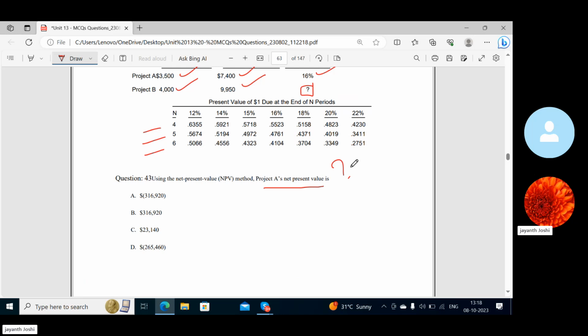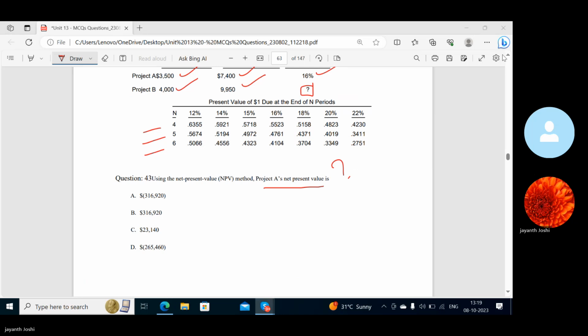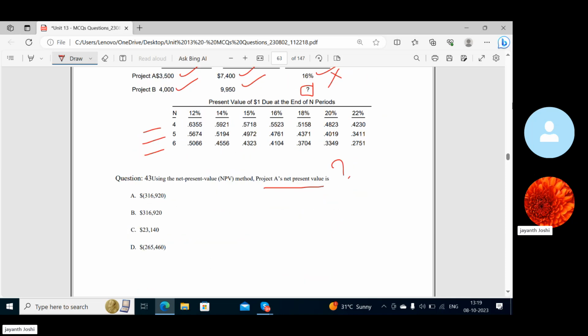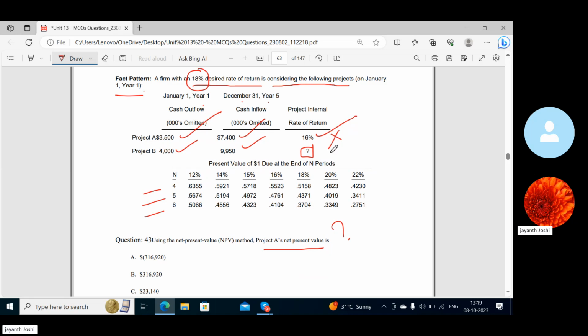Please try this. I'm waiting. Here, IRR, we have to take 16%, no, sir, or 18% for project A. They're asking NPV, not IRR. So your cost of capital is 18%, right? That only you should be taking. IRR has nothing to do in case of NPV calculation. Only the cost of capital.